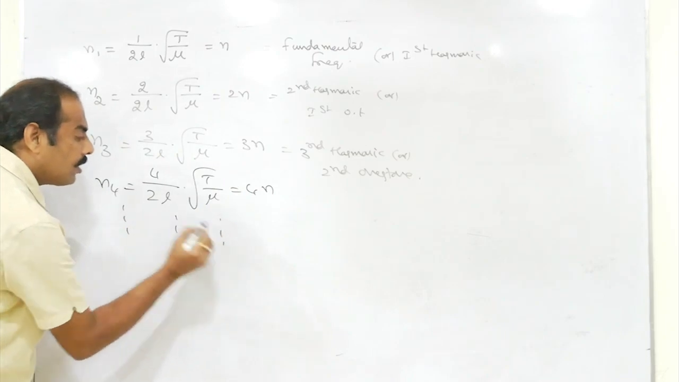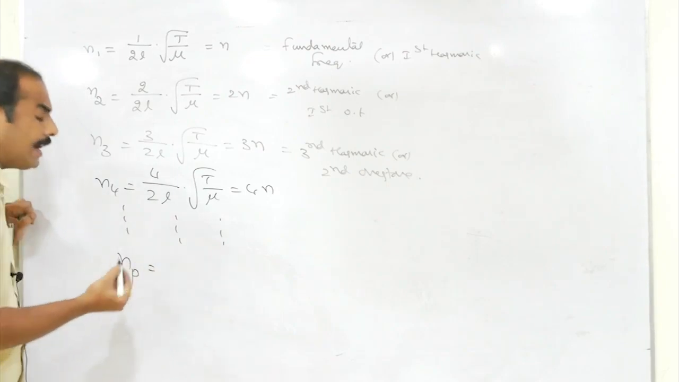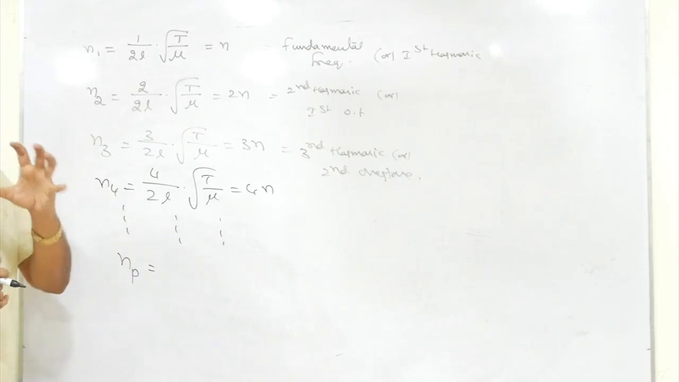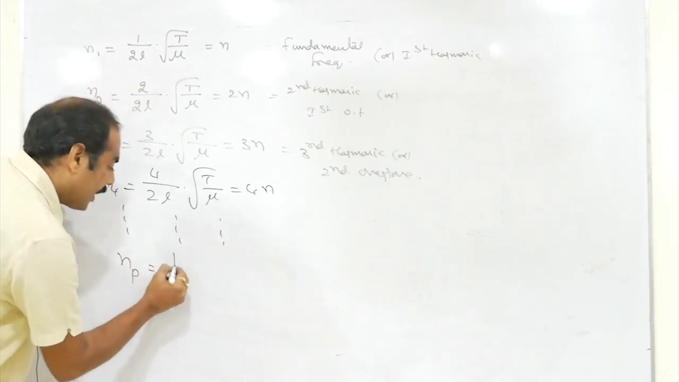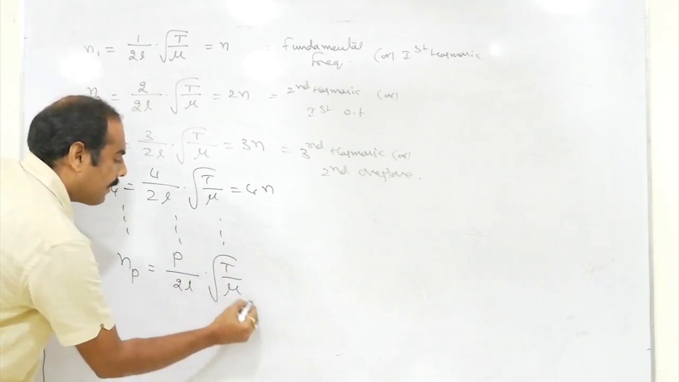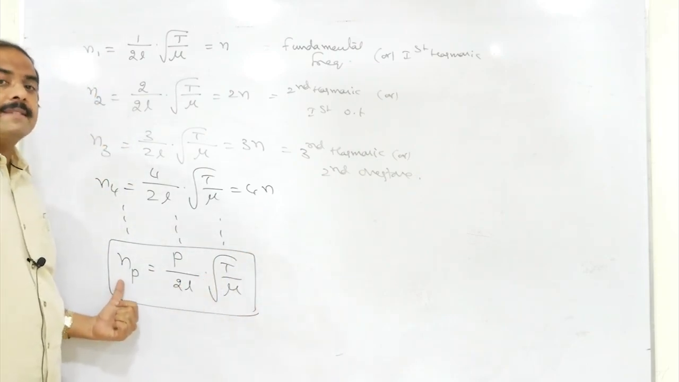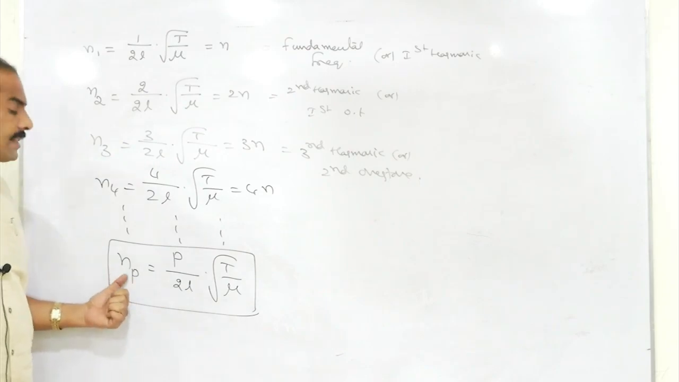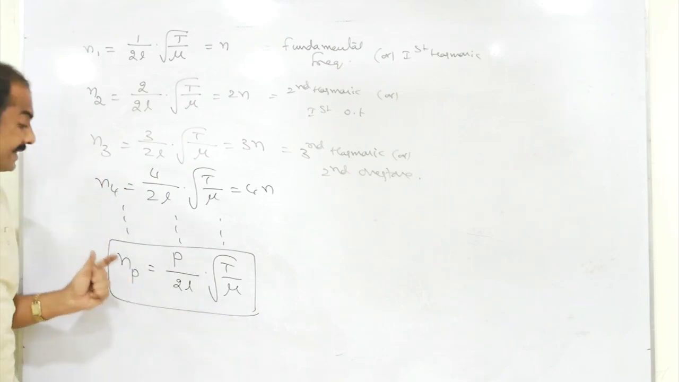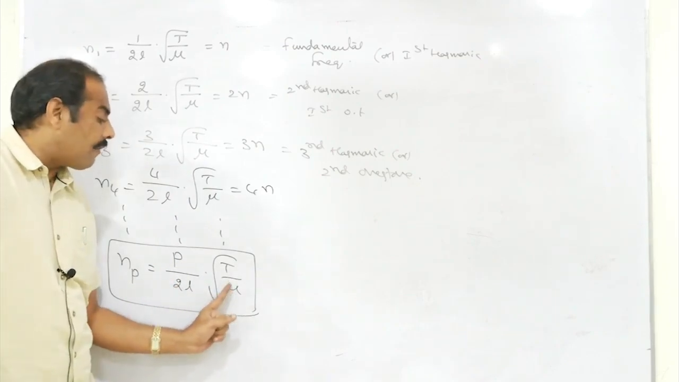If you do the calculation continuously, finally if the number of segments or loops is P, you will get the final formula: NP is equal to P by 2L into square root of T by mu. This is the final formula. This is the frequency of a stretched string when the string vibrates with P segments or P loops, that is equal to P by 2L into root of T by mu.